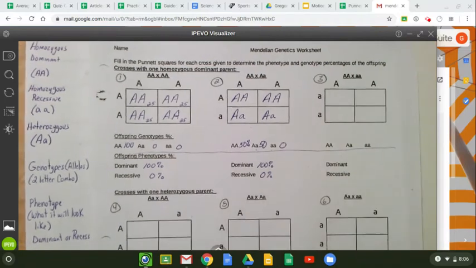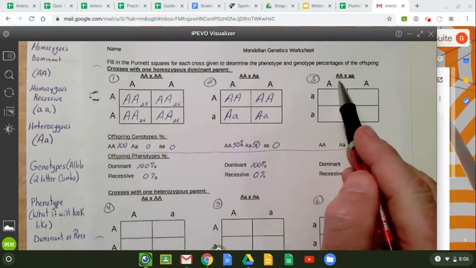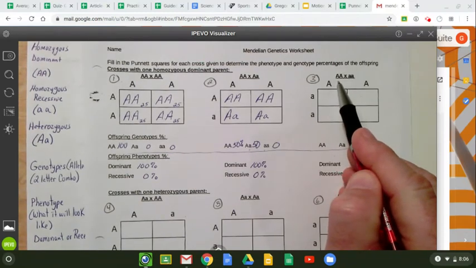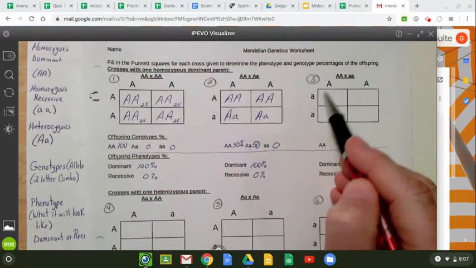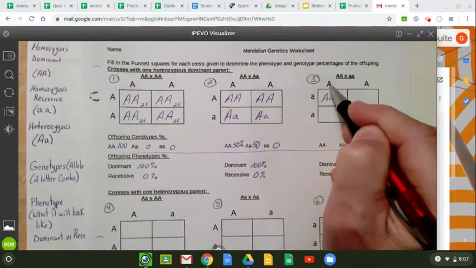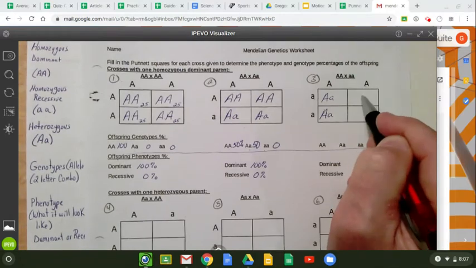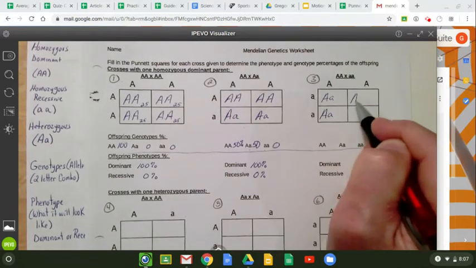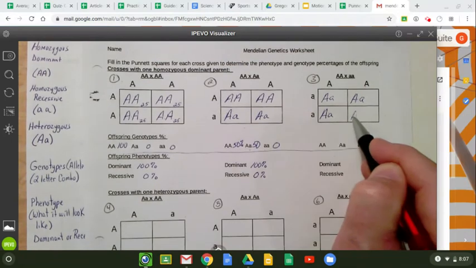Even though 2 out of the 4 will carry the recessive trait, they may not see that trait until the next generation. All right, here in the third Punnett square, we have homozygous dominant crossed with a homozygous recessive parent. All right, so let's fill in the Punnett square. We got capital A, lowercase a, capital A, lowercase a, capital A, lowercase a, and capital A, lowercase a.